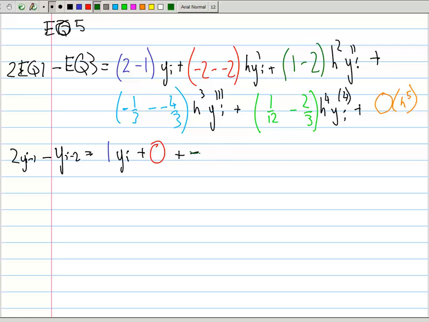Do this in the right color. Minus 1, and that is h squared y prime prime of i, plus 1/3 minus minus 4 over 3. You come out with 1, because minus a third minus minus 4 over 3, you come out with just 1. And once again, we know this is the h cubed y triple prime. And finally, 1 over 12 minus 2 over 3, we come out with minus 7 over 12.